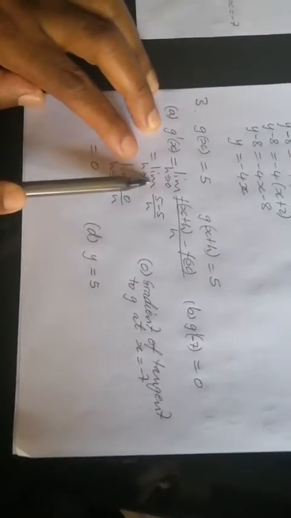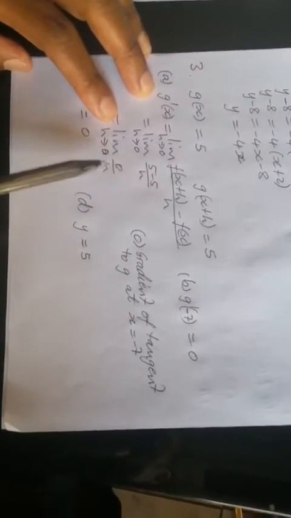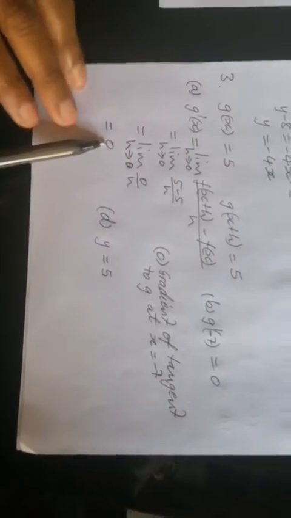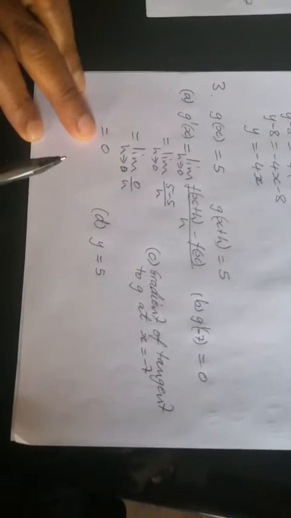So substituting into the formula that we have said, you should always remember, it will be limit of h goes to 0 of 5 minus 5 over h. Remember, 0 over h is 0, it's defined. So our solution is, as h goes to 0, we have 0.